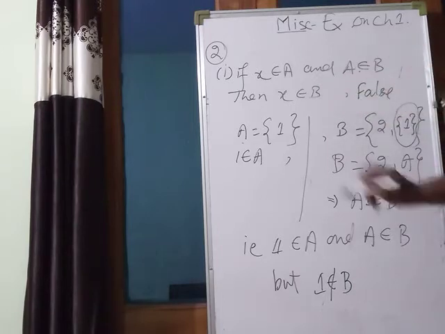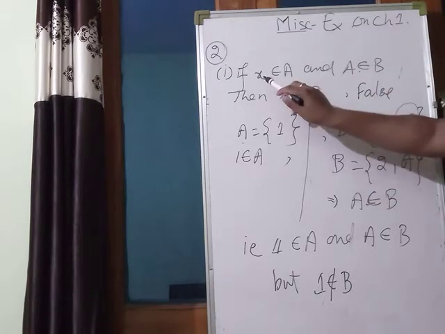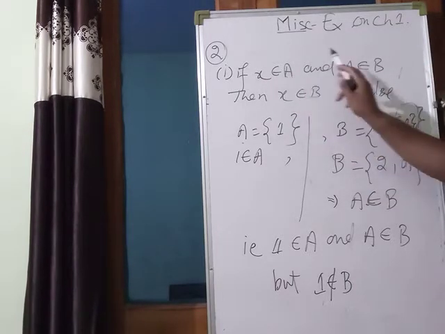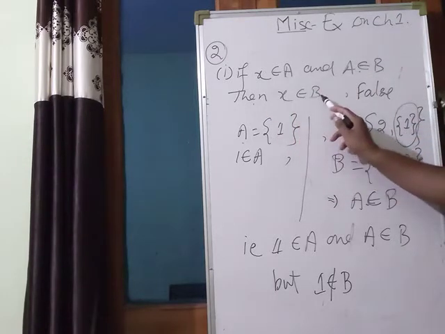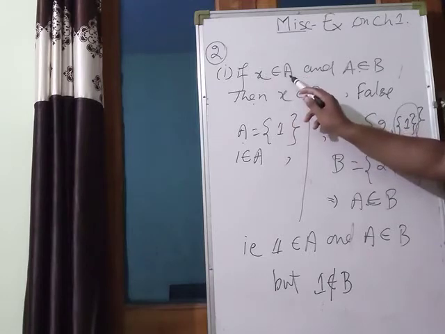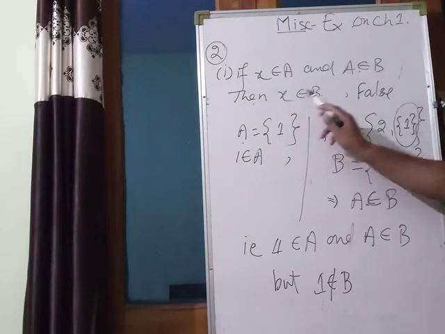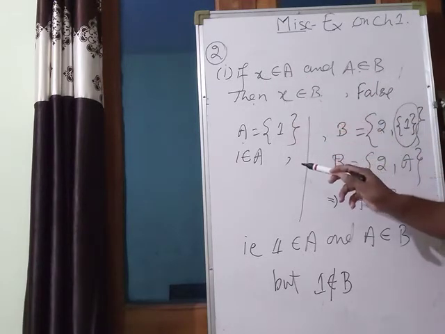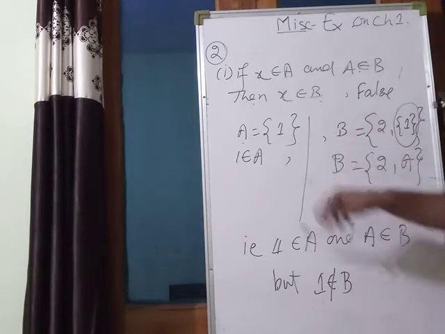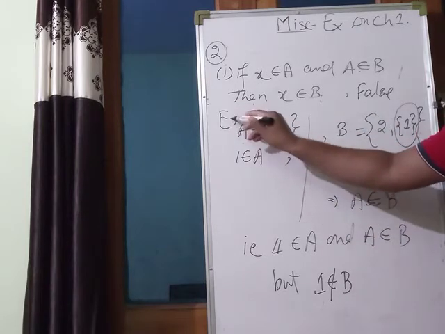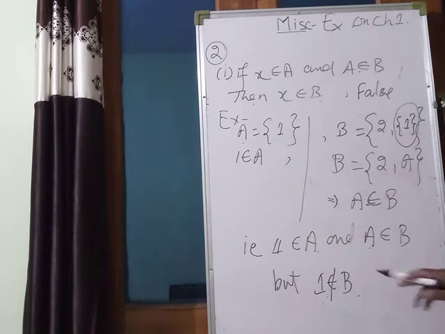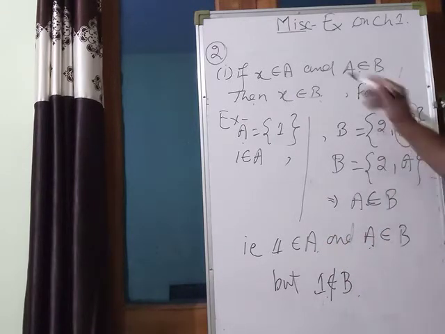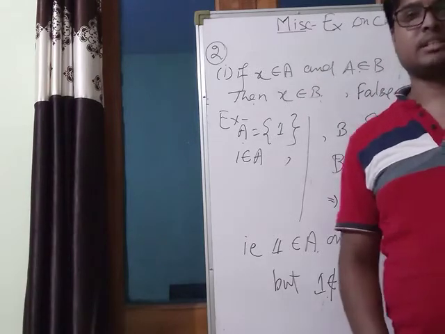So you can see here in this case it is given that X belongs to A and A belongs to B, then X belongs to B. तो इस हिसाब से 1 belongs to A belongs to B, then 1 belongs to B होना चाहिए. But आप देख सकते हो in this example 1 belongs to A belongs to B, but 1 does not belongs to B. Clearly this statement is false statement.